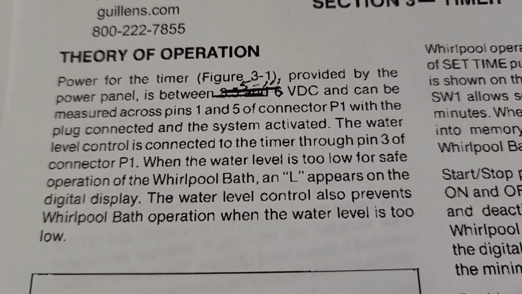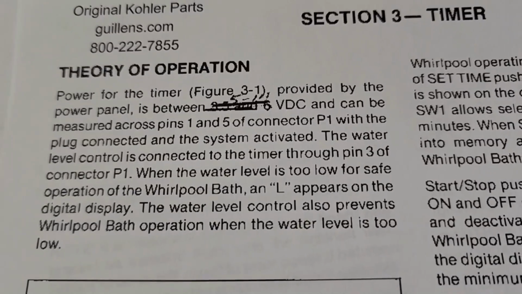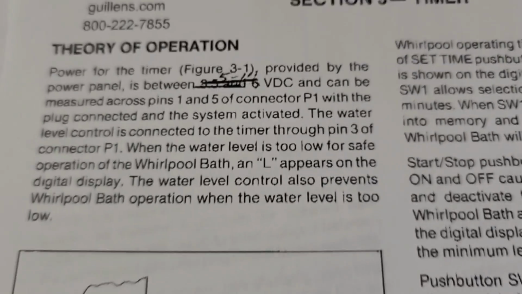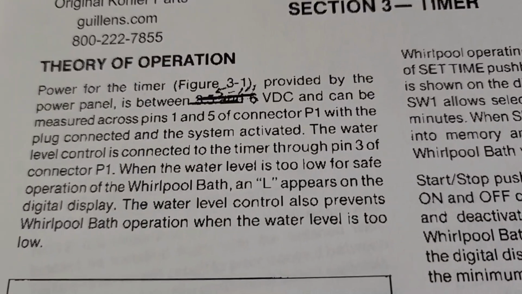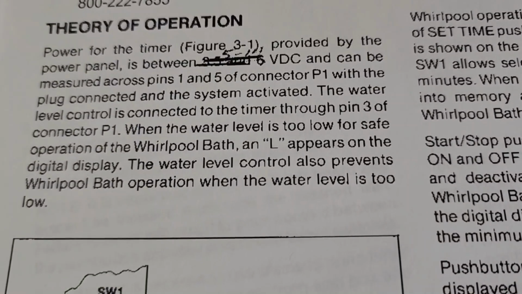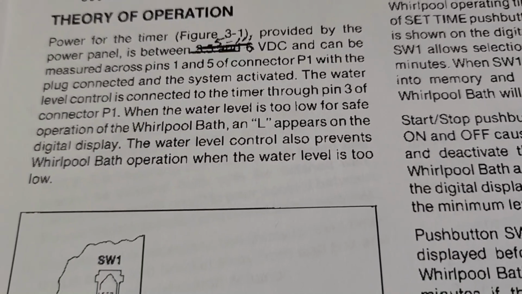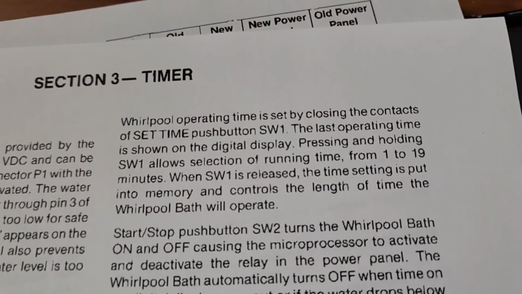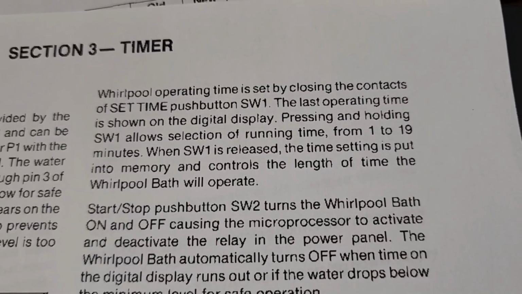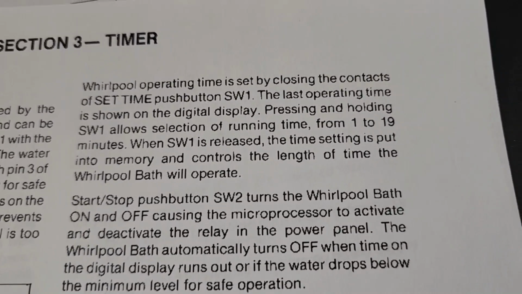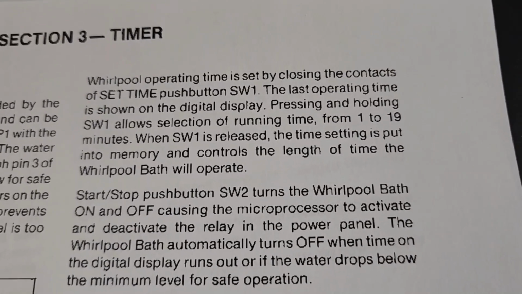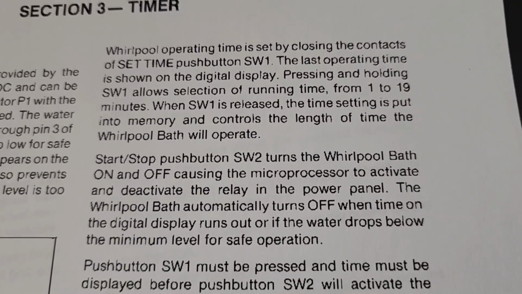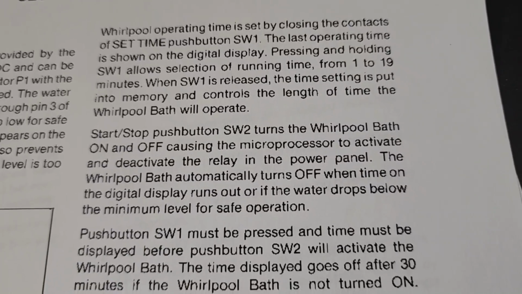Pin 1 and 5, power, level control. So there's a float switch. It's connected to pin 3. Water level is too low for safe operation, and L appears on the digital display. Prevents whirlpool bath operation. Okay. Whirlpool operating time set by closing contacts is set time. Push button SW1. Last operating time shown in digital display. The setting is put into memory.